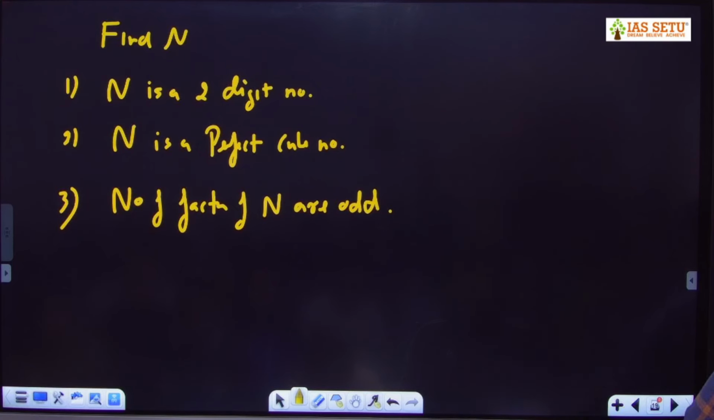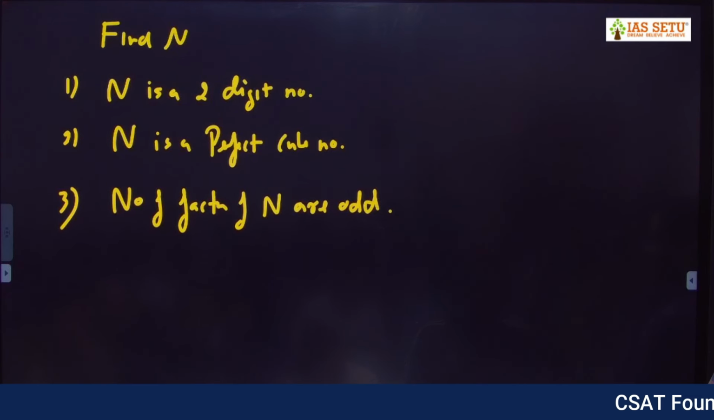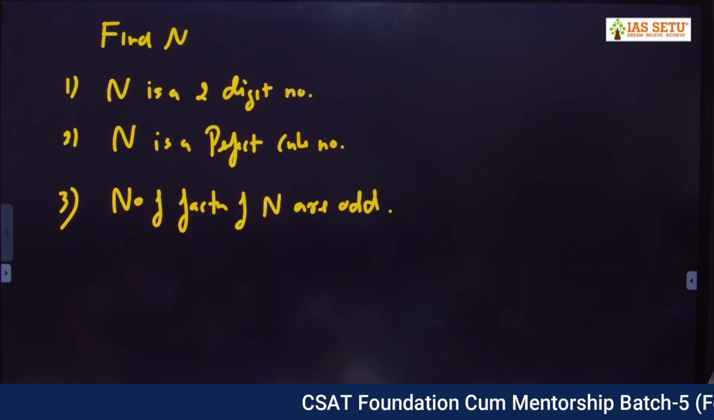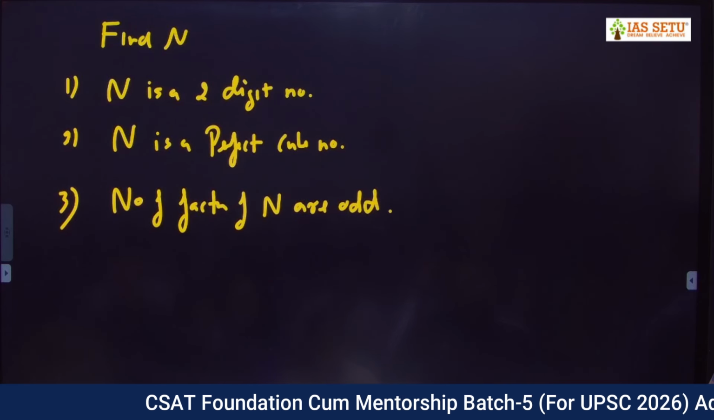N is a 2-digit number. N is a cube number. Cube बोलो या perfect cube same thing. N जो है perfect cube number है. Number of factors of n are odd. I got one answer 27. I got another answer 64.